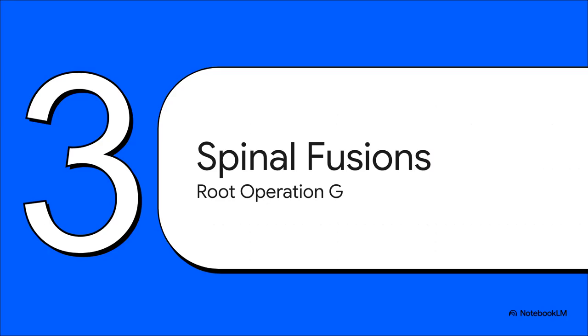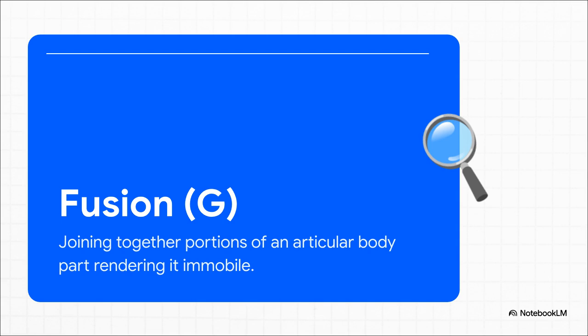Let's move into section 3, coding spinal fusions, which uses root operation G. All right, this brings us to what is probably the climax of today's cognitive load, spinal fusions. To code these accurately, we really have to understand the core objective. Root operation fusion, character G, is specifically defined as joining together portions of an articular body part, meaning a joint, rendering it completely immobile. That's the key. We aren't repairing it so it can move better. We are literally locking it down completely.